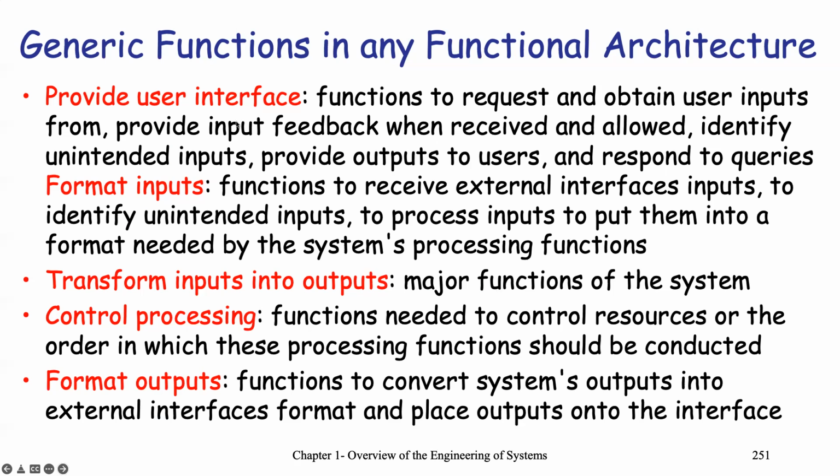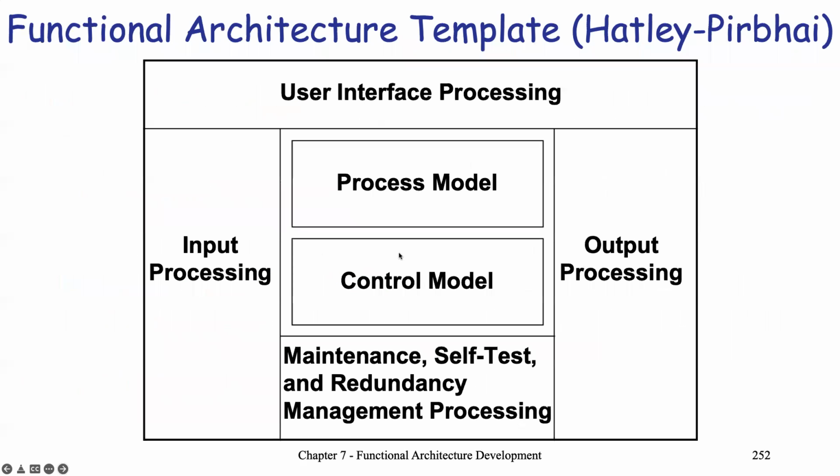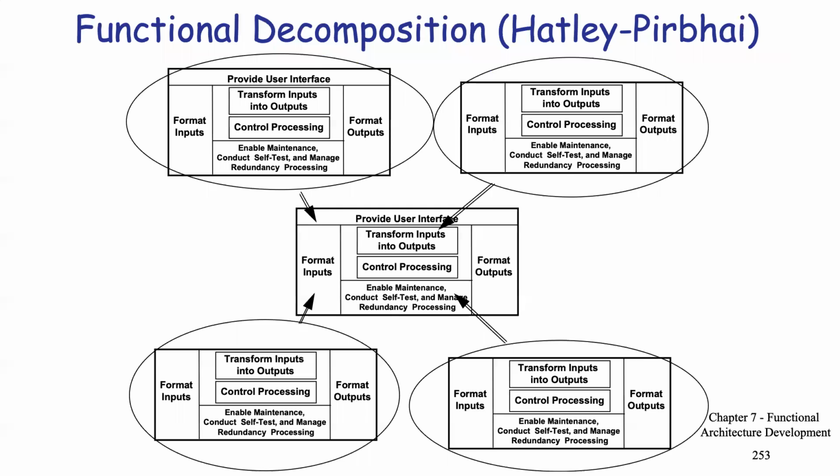So those are the kind of generic functions that need to be addressed in a functional architecture. So here is an illustration of capturing those things that I just mentioned. You have the input processing, the output processing, the user interface processing. You have to be talking about process and control. And so we talked about that already in the previous chart, but this gives an illustration of a template of what it might look like.